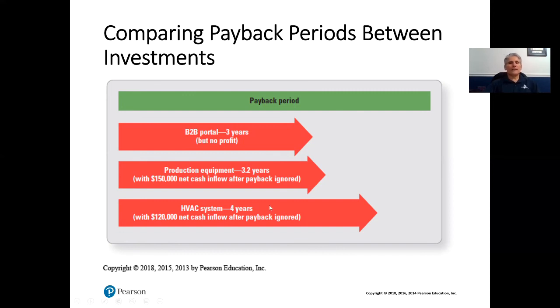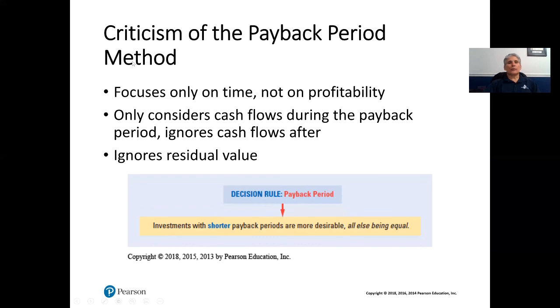But you can see the weakness associated, particularly with the HVAC. This is the one that had quite a few cash flows after the fact, and they were ignored because you're using strictly the payback period. So the criticisms of the payback period focuses only on time, not profitability. That's what we just learned by looking at those cash flows. Only considers cash flows during the payback period, ignores cash flows after, which is what I pointed out to you. And then it ignores residual value, okay?